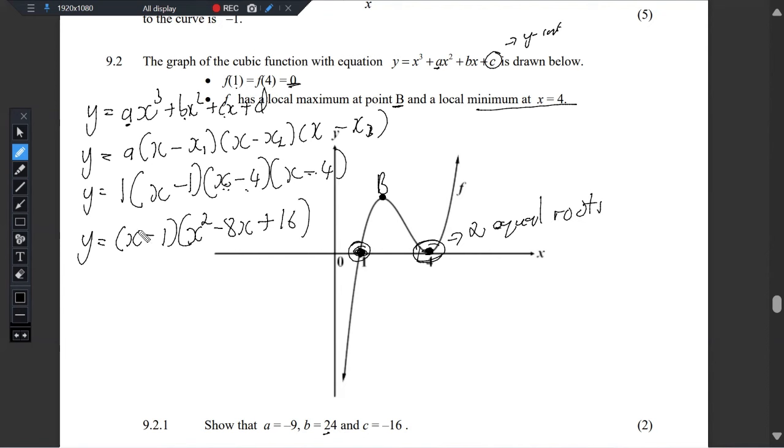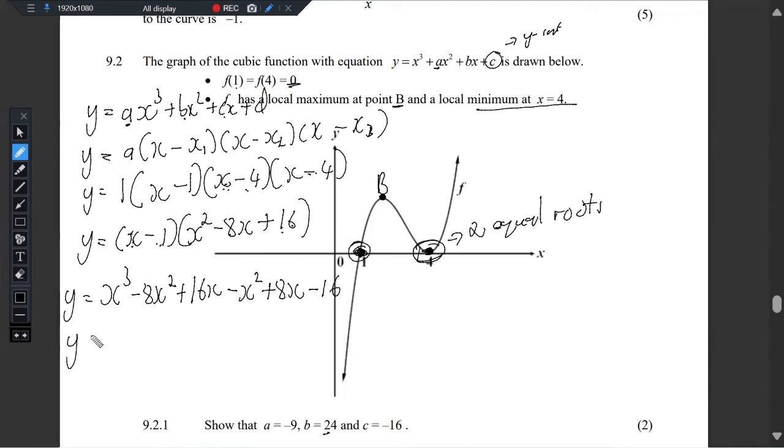Now at this point, we are left with just multiplying this bracket with all of this, right? So FOIL here: x times x squared is x cubed, and then x times -8x is -8x squared, and then x multiplied by 16 is 16x. Now we do the same thing with the -1. -1 times x squared is -x squared. -1 times -8 is +8x. And then -1 times +16 is -16.